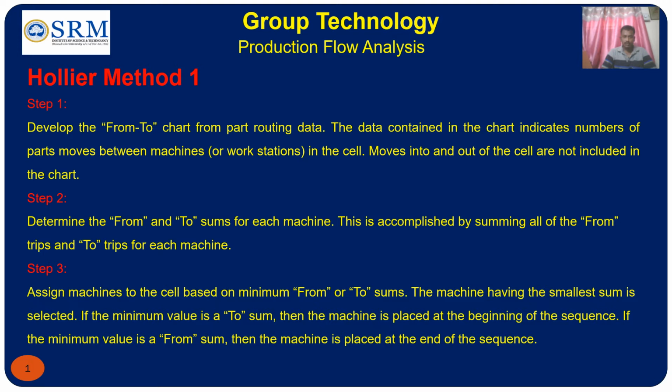So step 2 is to determine the from and to sums of each machine. This is accomplished by summing all the from trips and to trips of each machine. Then step 3 is to assign machines to the cell based on minimum from or to sums. The machine having the smallest sum is selected. If the minimum value is a to sum, then the machine is placed at the beginning of the sequence. If the minimum value is a from sum, then the machine is placed at the end of the sequence. These things you can understand when we are discussing the example problems.